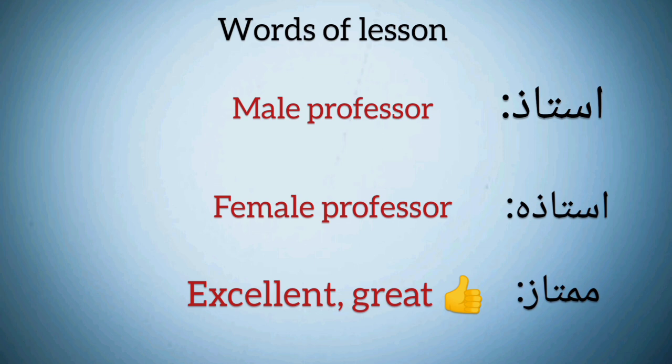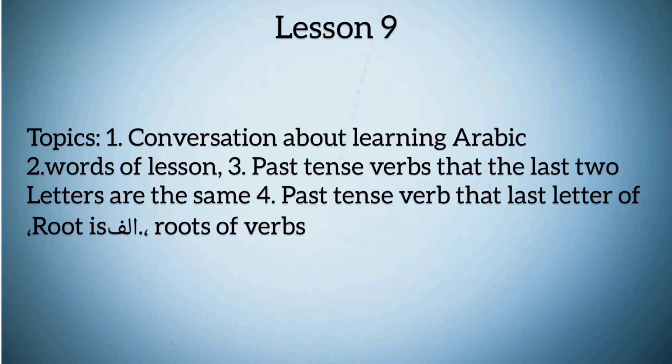We're going to be talking about past tense verbs whose last two letters are the same, and past tense verbs whose last root letter is alif. In lesson 8, we discussed two types of conjugation. If you haven't watched them, make sure to watch them because it's really crucial to understand this lesson. Okay, let's get into that.